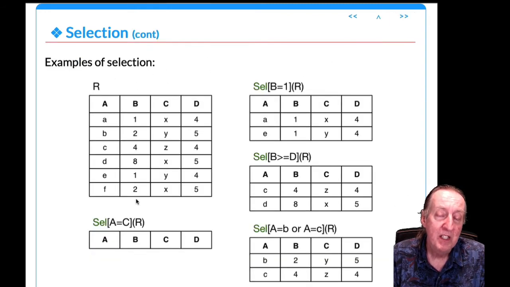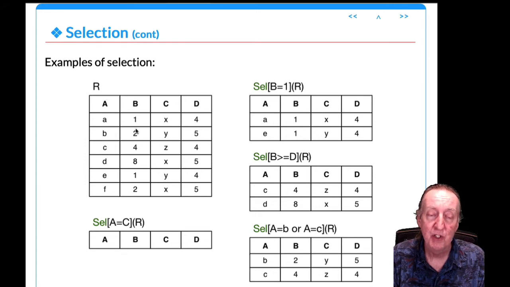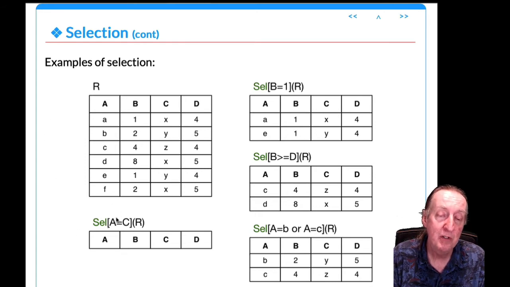Alright, so here's some examples of selection. There's our original sample table. If we do a selection where no tuples satisfy the condition, we end up with an empty table. If we do a selection where some of the tuples satisfy the condition, we end up with some results. You can compare the values of attributes. Here we've compared the value of a particular attribute to a constant value.